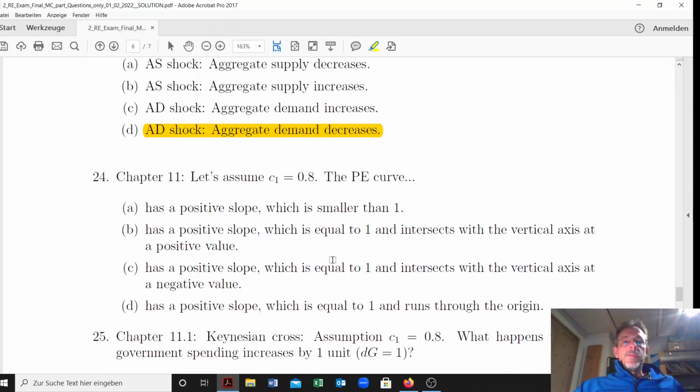Let's assume that C1 is equal to 0.8. The PE curve in the Keynesian cross has a positive slope which is smaller than 1. The slope of the PE curve is given by the marginal propensity to consume, so it's 0.8, smaller than 1. The other answer alternatives are wrong because they always mention a positive slope equal to 1. This is not right.